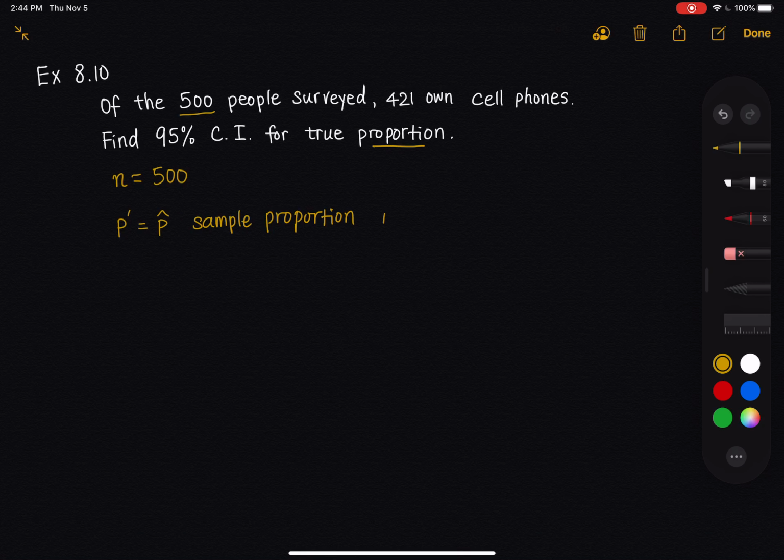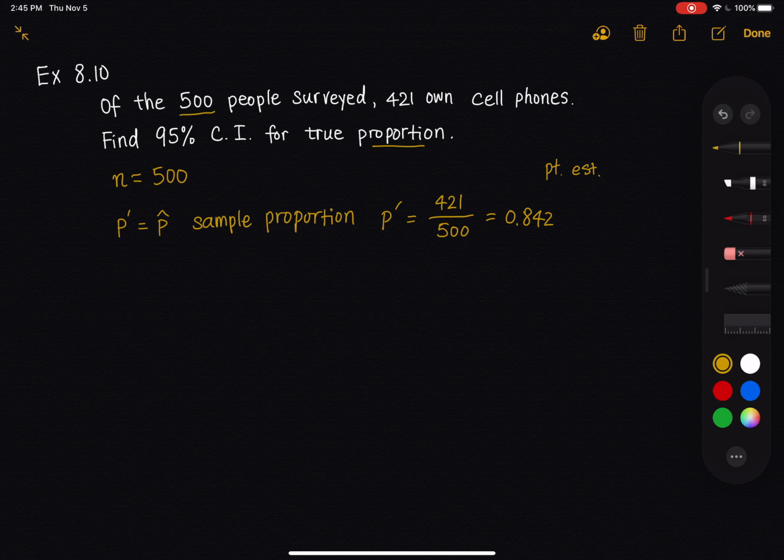To calculate this sample proportion, we just need to find out, out of the 500 people, how many of them own cell phones. So 421, and then you use a calculator. You should get 0.842. So that's a proportion, and that is a sample proportion, and it's a point estimate. It's a point because it's one number, an estimate for the true proportion.